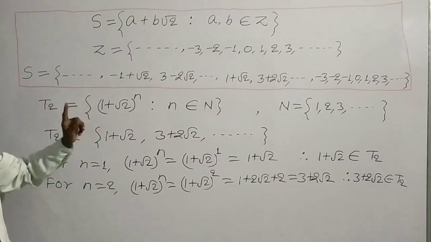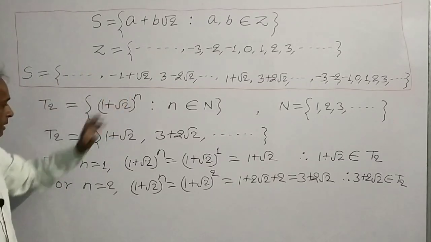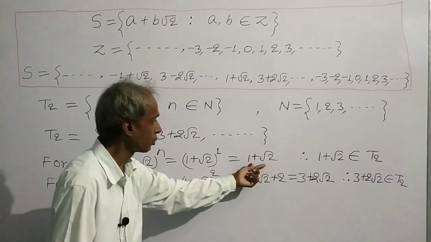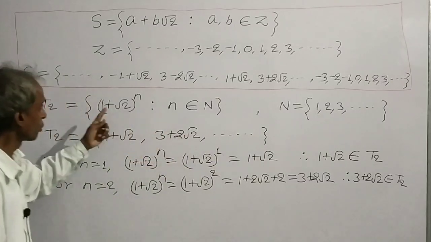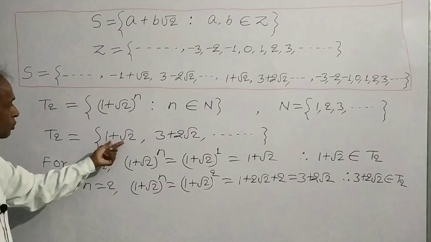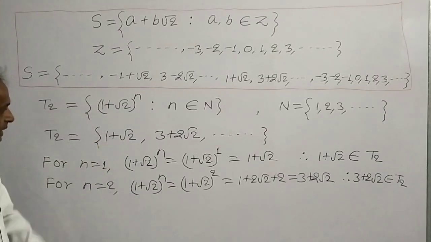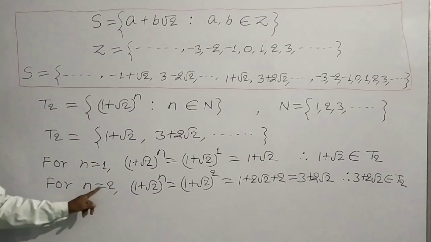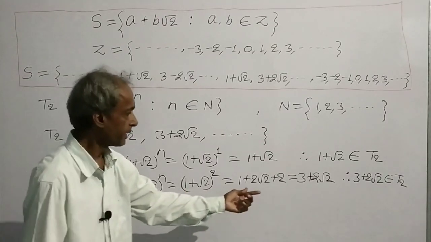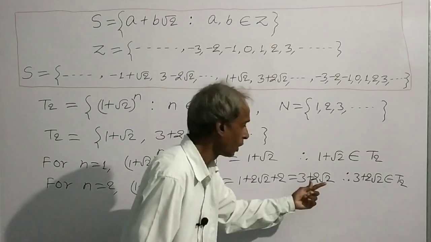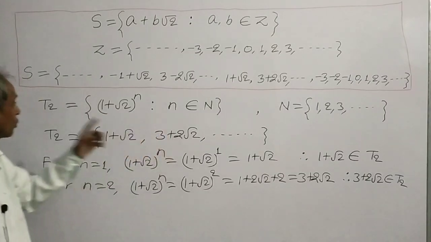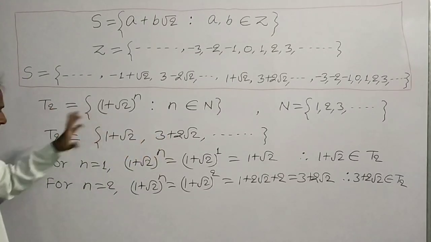When we put n equal to 1 in place of this n, the value of this is 1 plus root 2. That means 1 plus root 2 will be present in this set. When we put n equal to 2 here, the value of this is 3 plus 2 root 2. That means 3 plus 2 root 2 will be present in this set.